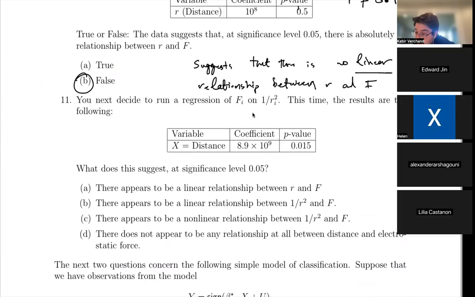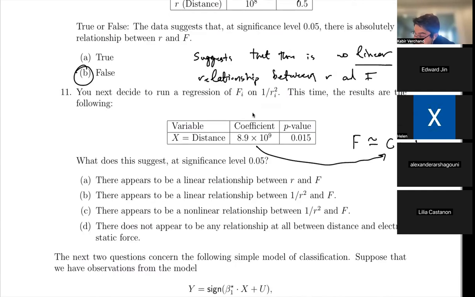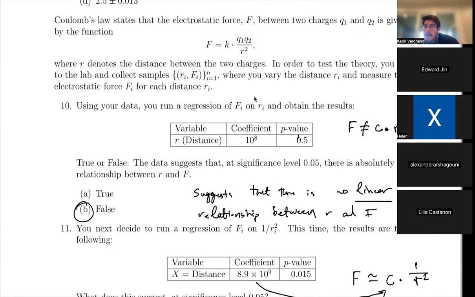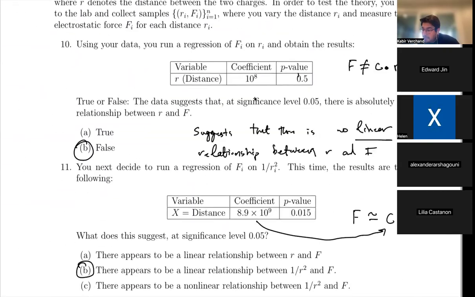So this suggests that F is roughly equal to some constant. What is this constant? It's 8.9 times 10 to the 9th times 1 over R squared. And so in particular, what it suggests is that there appears to be a linear relationship between 1 over R squared and this electrostatic force. Okay, so that's it for this block of questions. Let's go on to the next block.